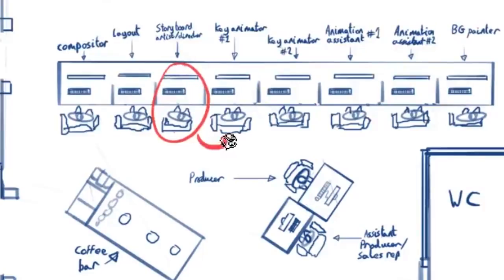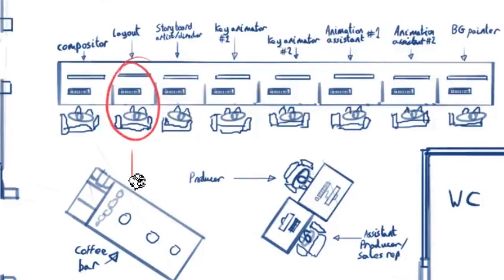The storyboarder slash director sits here, where he has two immediate points of contact with the layout artist and a key animator. He mostly communicates with the layout artist here, explaining what he had in mind for each shot, so that then the layout artist can handle the logistics of the storyboards. The layout artist can also start to clean up the detail with the background elements, making sure that the perspective is correct, which will help to prepare the background painter.